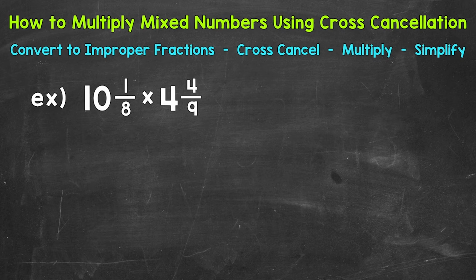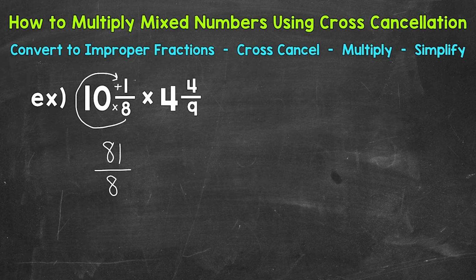Now the first thing that we need to do, we need to convert these mixed numbers to improper fractions. That way we just have a numerator and a denominator. We'll start with 10 and 1/8. So let's go from the bottom and work our way to the top. So we multiply and then add. We do our denominator times the whole number. So 8 times 10, which is 80, plus our numerator, which is 1. So 80 plus 1 is 81. That's our numerator of the improper fraction. We keep our denominator of 8 the same.